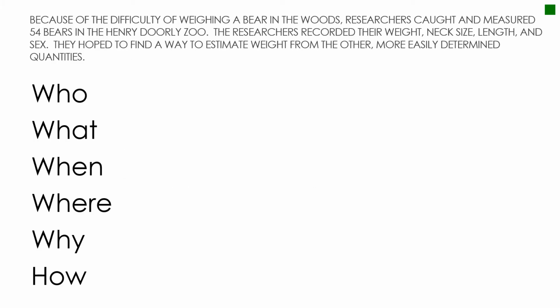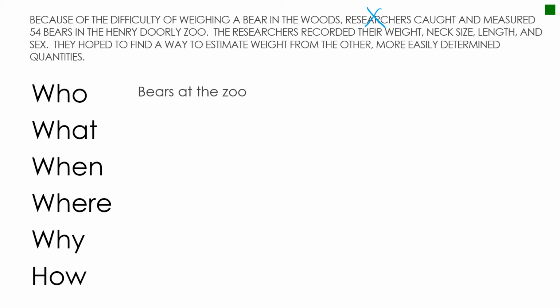So we are going to find the W's for this particular situation. And notice I've written it again at the top of the page. What we would like to do is first find the who. Now remember, the who would not be the researchers. We don't really care about them. We know someone's collecting the data. The who is who we are studying, and in this case it is bears at the zoo, or more specifically bears at Henry Dorley Zoo.